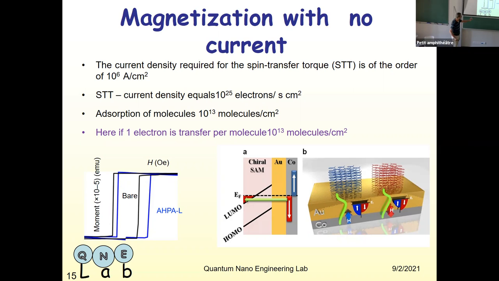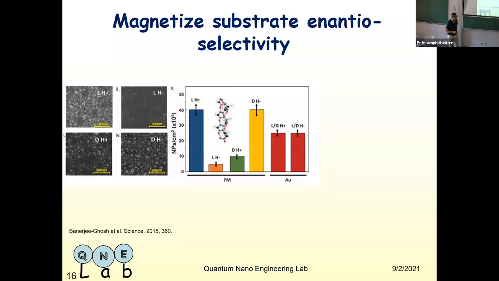But we do see real magnetization. Here you see the blue and the black magnetization curves. After absorbing the chiral molecule, you see a shift in magnetization. This is acting like a real ferromagnet, a real magnetization effect. At least for now, there is a small star: it's for thin layers, outside magnetization, where the easy axis should be very close to out of plane. The layer should be thin enough. So it's a very efficient effect.